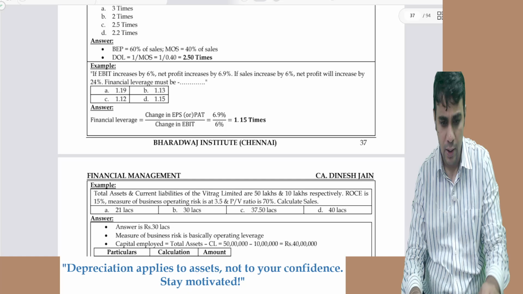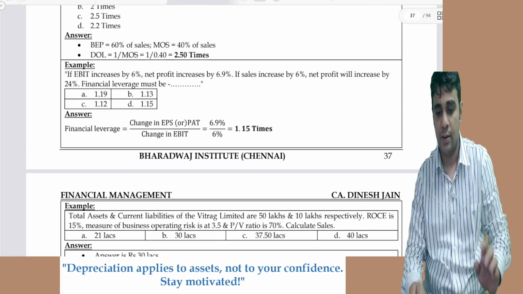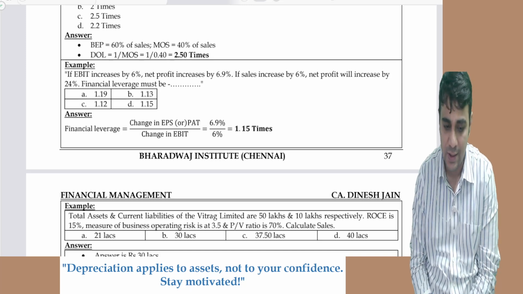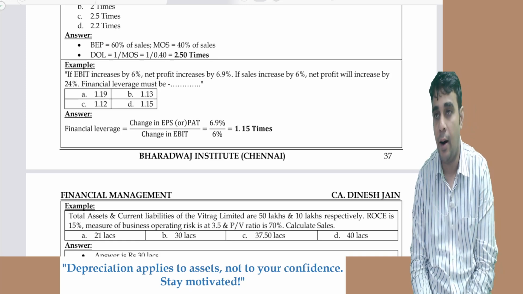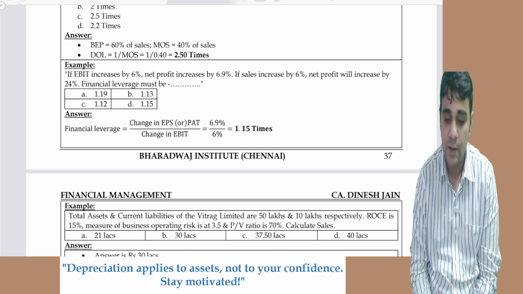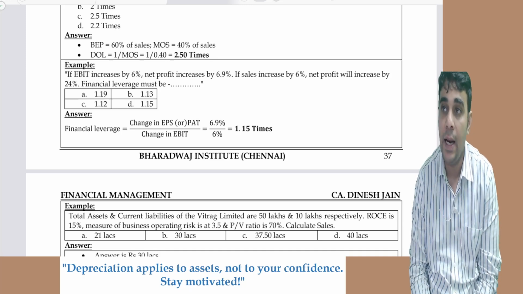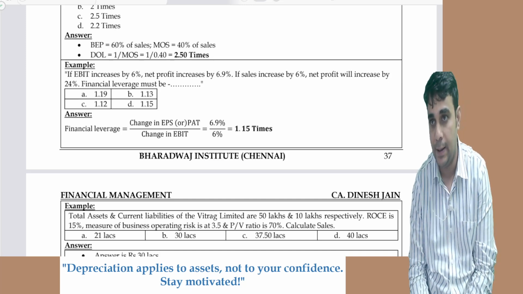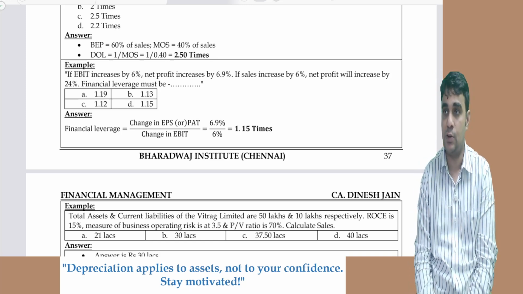Okay, I'll do this example. It is a little bit challenging. It is in the concept book, page 38, but you can see the screen. Total assets and current liability of Vitrag Limited are 50 lakh and 10 lakh respectively. ROC is 15%. Measure of business operating risk, which is nothing but operating leverage, is 3.5. PV ratio is 70%. Calculate sales.